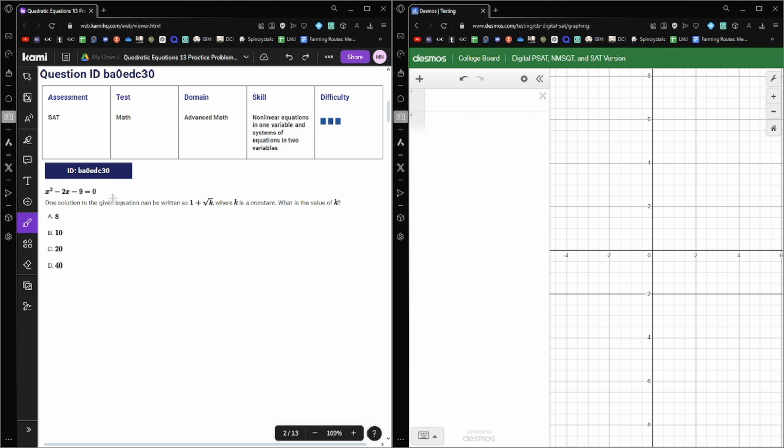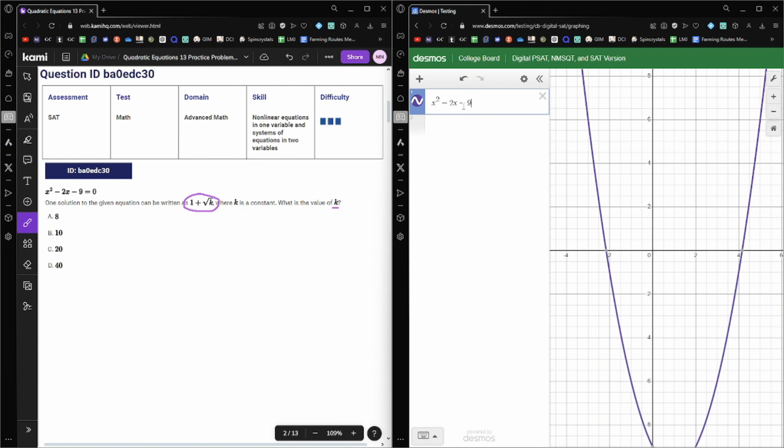Question number 2. Here we have this quadratic, and they say that one solution to the equation can be written as 1 plus square root of k. Then they're asking us to find the value of k. Once again, normally you would use the quadratic formula, but let's plug it in Desmos. X squared minus 2x minus 9.